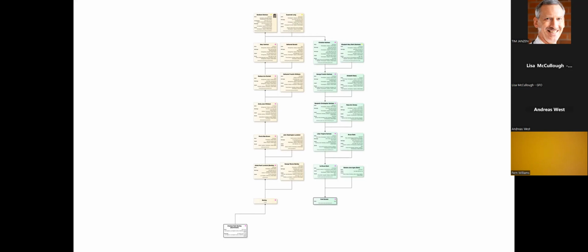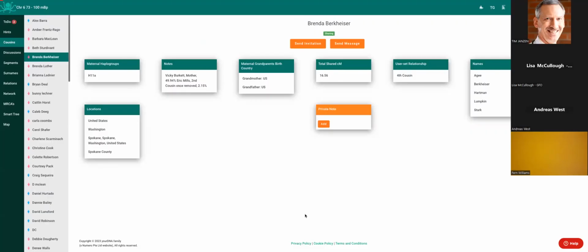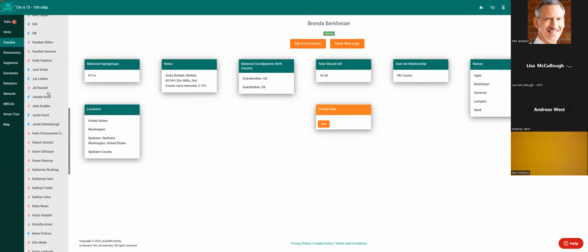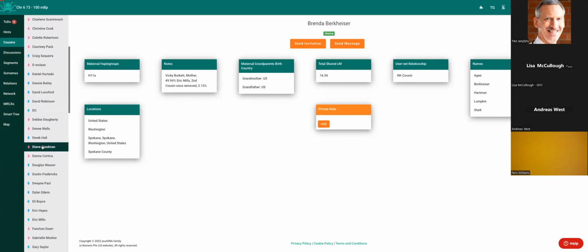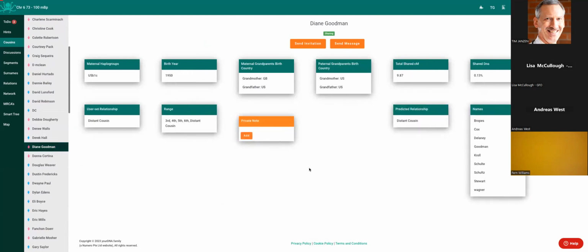Before we go into Q&A, there is one more hint I want to show in the app itself. So you should be able to see this. Here on the left side, you see all the DNA cousins that I have, right? It's a long list. And there was one lady that I was particularly interested in, Diane Goodman. There she is. Now if we look into her, she has the name Kroll.